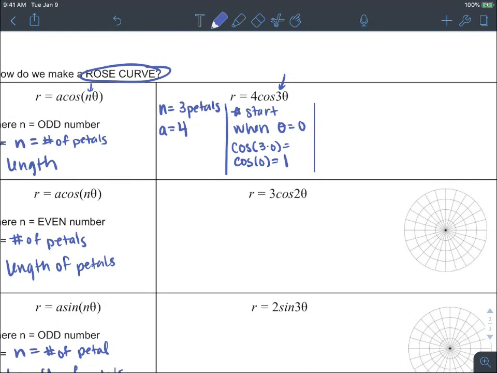The other thing I need to figure out is how often each one of these petals occurs. So what we do is we take our 2 pi and we divide it by n, the number of petals there are. So 2 pi over 3 is how often the petals occur. So I'm going to go ahead and graph this over here.